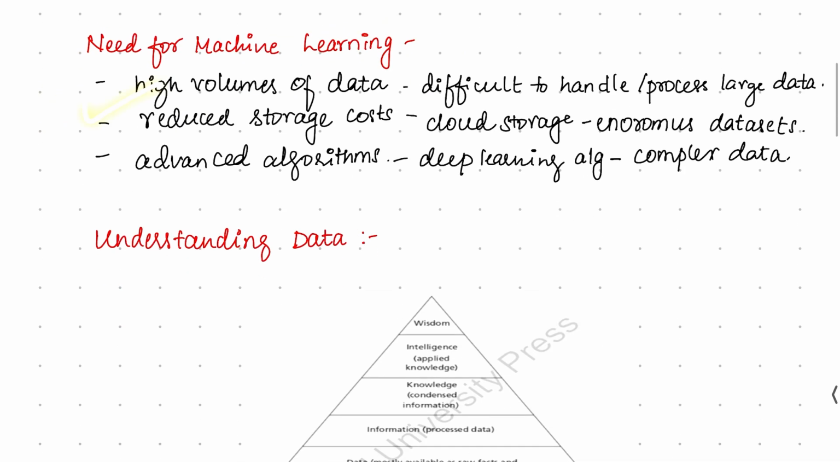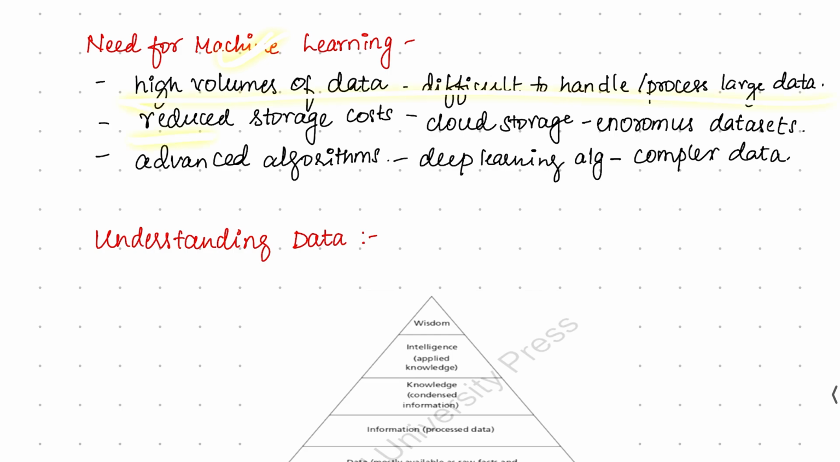First one is high volumes of data. As I told, YouTube, Twitter, all these big companies produce large amounts of data, right? With every click, every like, every comment, we are generating some data. All this data needs to be stored and processed. In order to process this data and reveal the patterns and insights from it, we require machine learning.